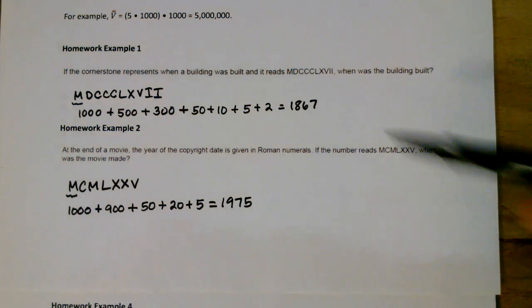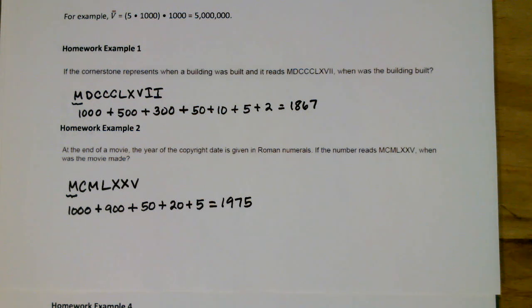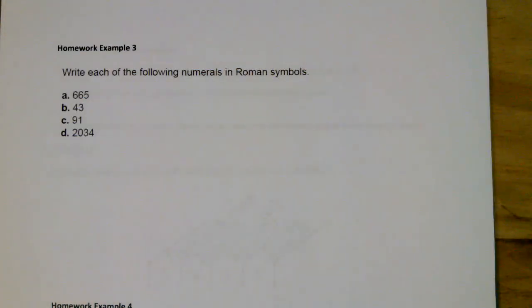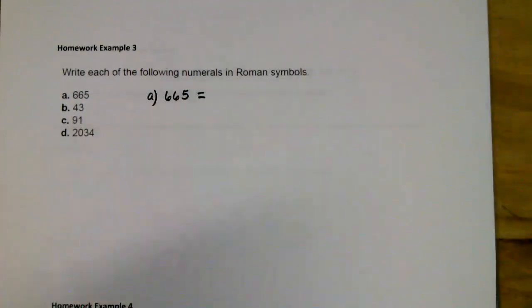Okay, so this is just converting from Roman numerals to the Hindu-Arabic number. All right, now on the next page, here we're going to write each of the following in Roman numerals, Roman symbols. So these are the Hindu-Arabic numbers. We want to write them as Roman numerals, like in part A, we got 665. And I want the Roman numeral for that.